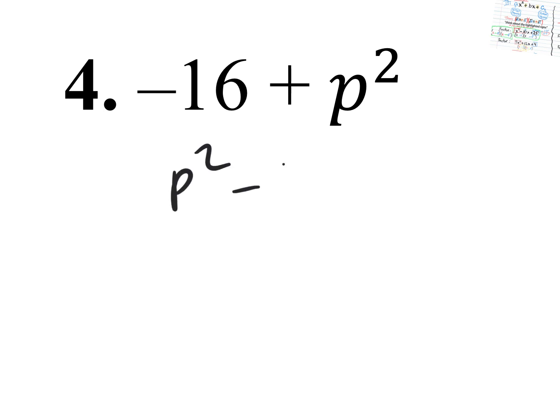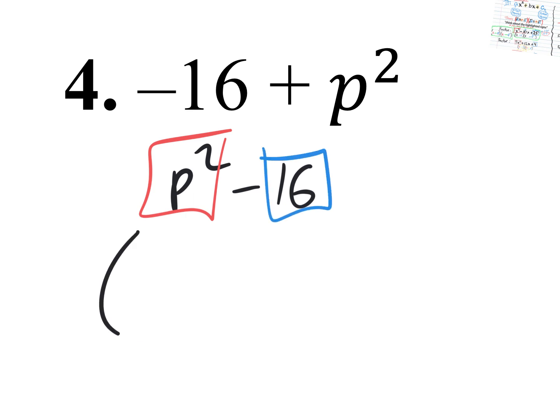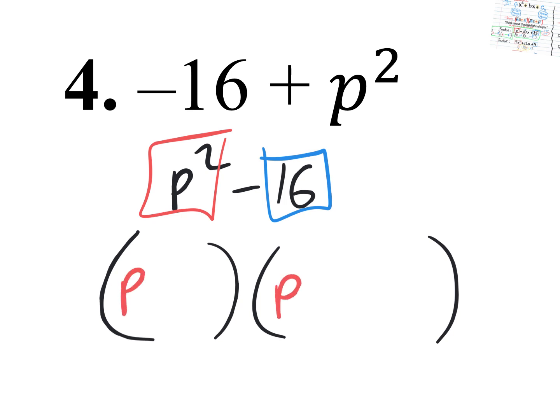P squared first, minus 16 second. Then you could be like, oh, I could square root this and I could square root that and plug it into my factored form answer format. So the square root of p squared is p, and the square root of 16 is 4. And of course, the signs have to be different. 1 minus, 1 plus, or 1 plus, 1 minus. Okay.